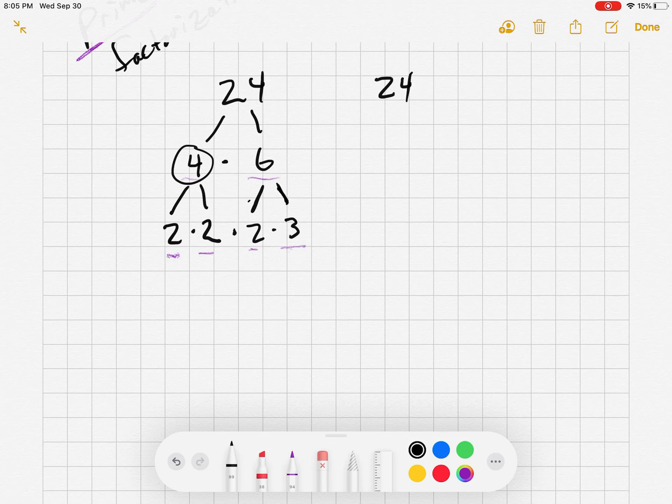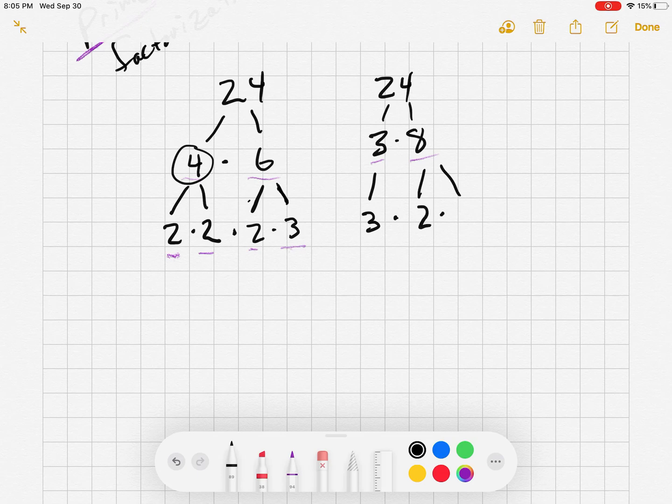So another factor pair of 24 that you might have been thinking instead of 4 and 6 was maybe 3 and 8, right? So I look at it and I say, is 3 prime and is 8 prime? And the answer to that is no, 3 is prime. So I'm just going to put it down here. And then I'm going to find the factors of 8 because 8 is not prime.